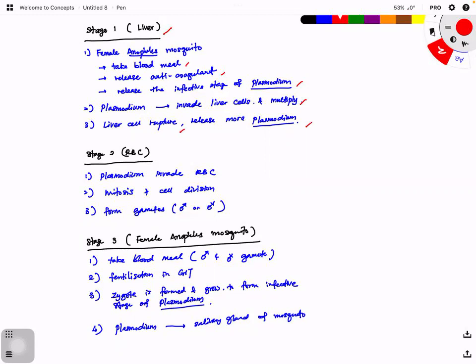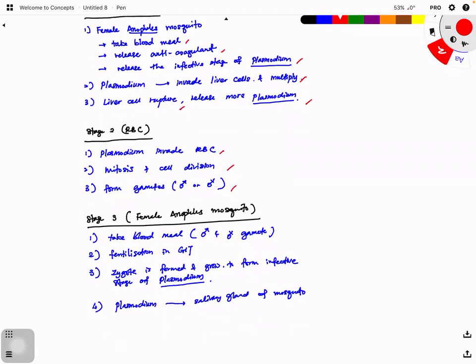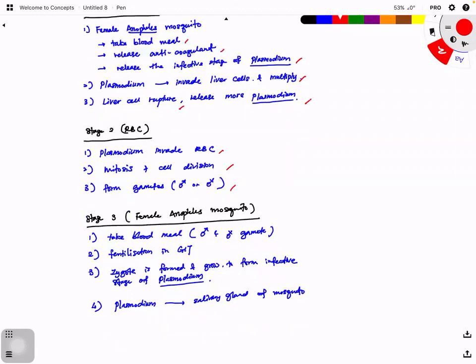So this Plasmodium invades RBC, so they continue to carry out mitosis and cell division, and then some of them form the gametes, male and female gametes. So when this female Anopheles mosquito takes the blood meal again, it will take the gametes together. Fertilization takes place in the gastrointestinal tract. So a zygote is formed and grows to form an infective stage of Plasmodium, and this Plasmodium now migrates to the salivary glands of the mosquito and stands by there, waiting for the next round of infections.